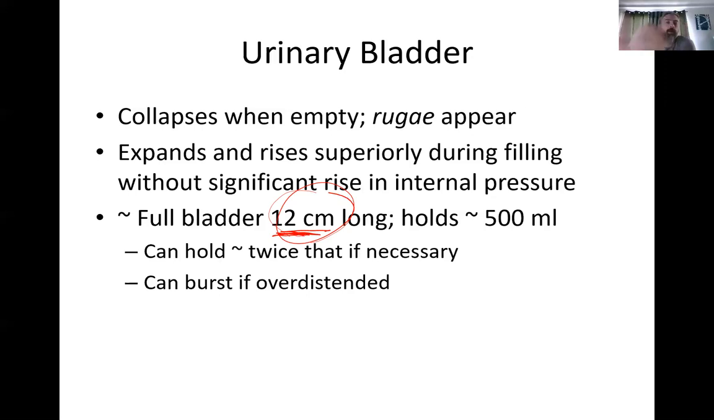Now, in an emergency situation, we can actually double this. We can hold up to roughly a full liter. Now, we don't want to do that over the long term, right? That actually is pretty dangerous. So you're in your car on your road trip, and you've got your giant big gulp, and you drain the whole thing 5 minutes from leaving 7-Eleven.